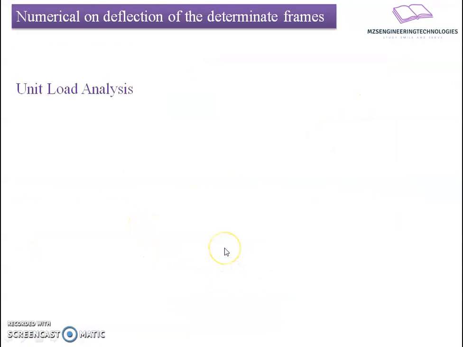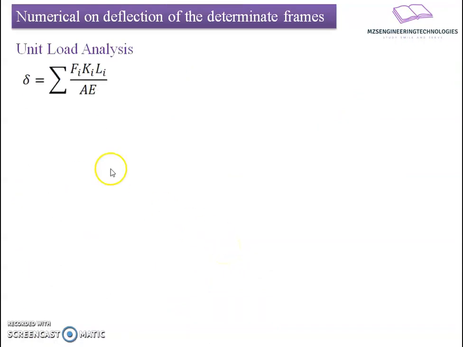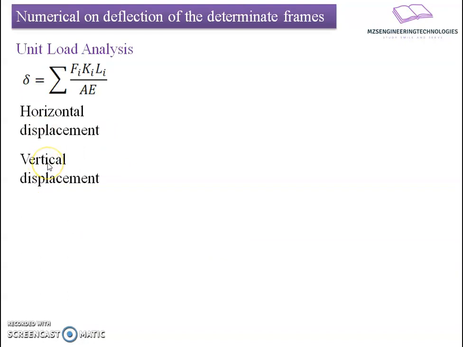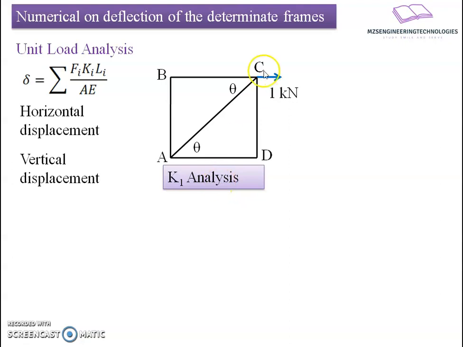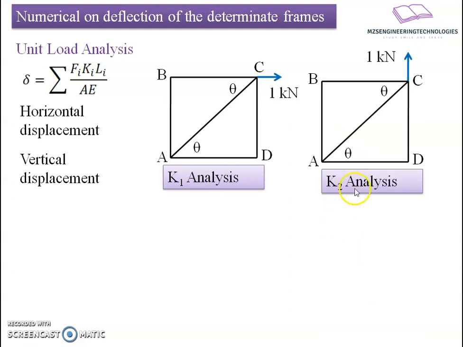Now since in the numerical it is stated that we have to find the deflection in both axes, horizontal displacement as well as vertical displacement, I will prepare K1 analysis where I apply a unit load in the horizontal direction, let us say towards the right-hand side, and in the second case I will apply a unit force in the vertical direction, let us say upward. Now with this I will start with the K1 analysis.